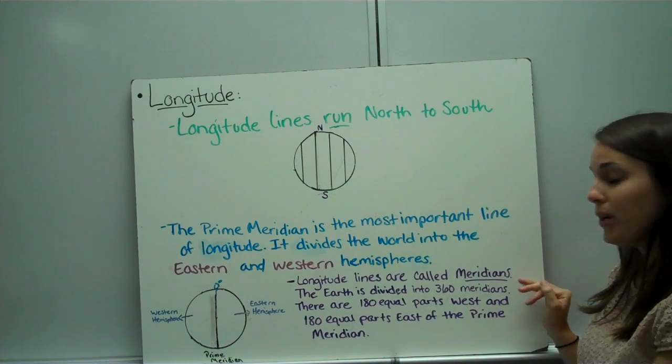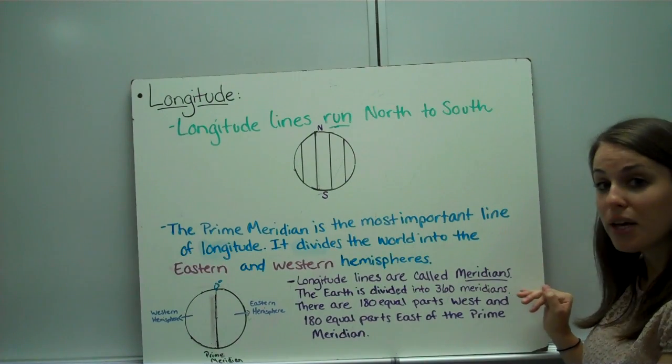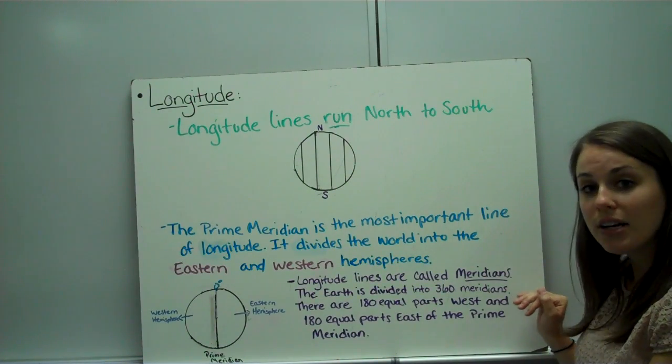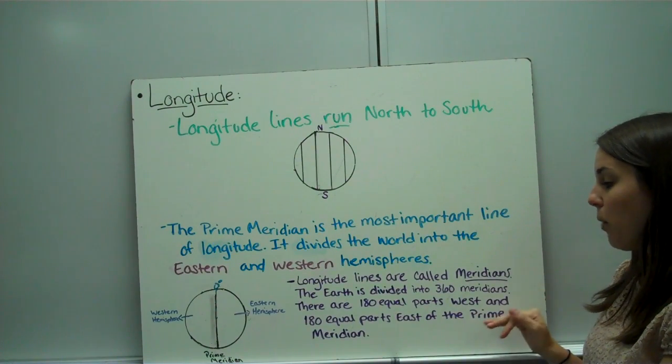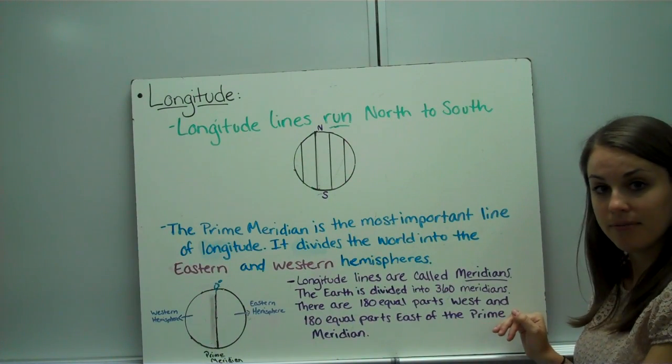Longitude lines are called meridians. The Earth is divided into 360 meridians. There are 180 equal parts west of the prime meridian and 180 equal parts east of the prime meridian.